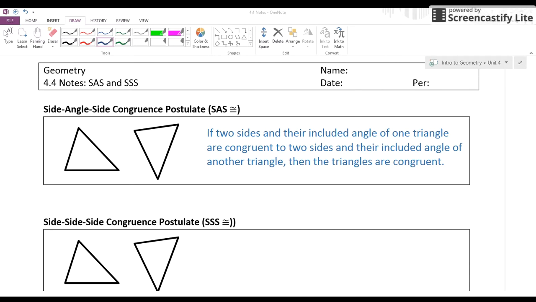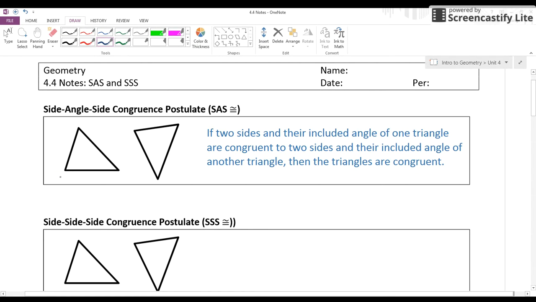Okay, so this side angle side congruence theorem tells you exactly what you need. You need 2 sides and an angle. What's special about this is it has to be 2 sides and their included angle of one triangle, and 2 sides and the included angle of another triangle, they must be congruent. So you want to make sure you write that down. And let's take a look at what I mean by included angles.